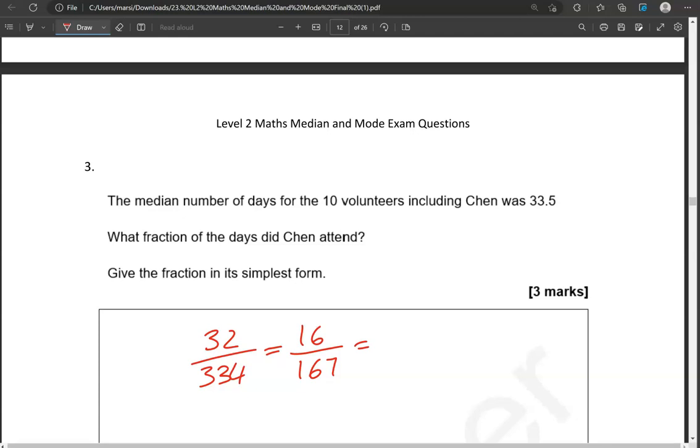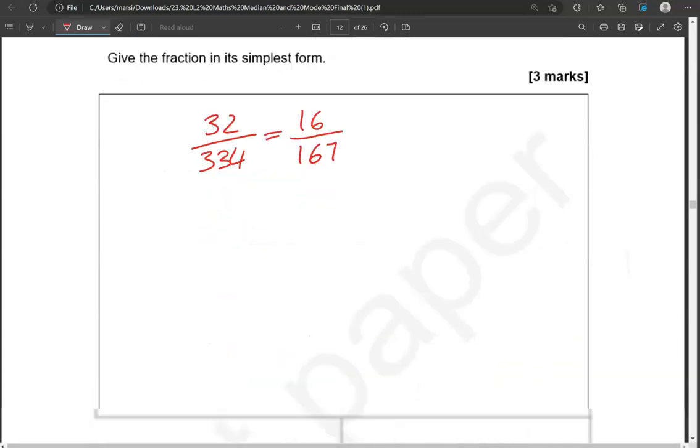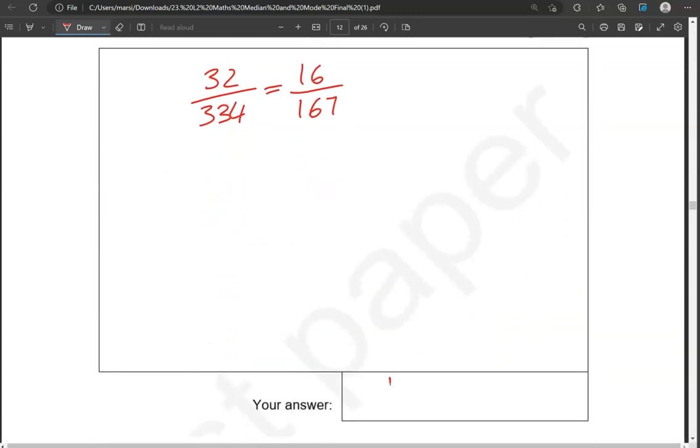Can we divide 16 by 3? No, we can't. Can we divide by 4? We can, but we can't divide 167. We can divide 16 by 8 as well, but we can't divide 167. We can't divide it by 16 either. So this is the simplest form of it. So we're at 16/167.